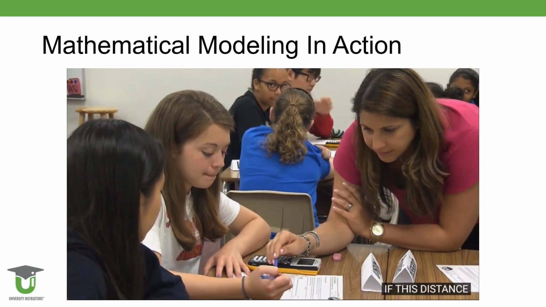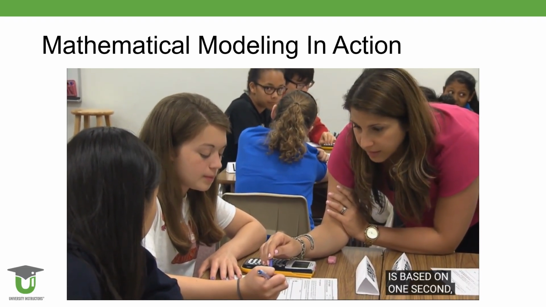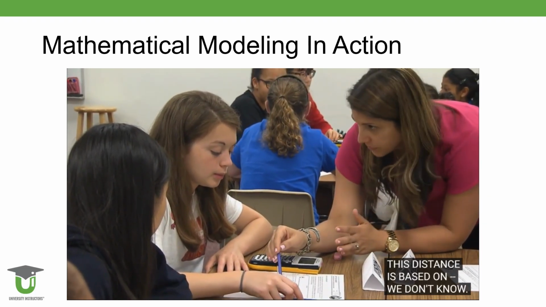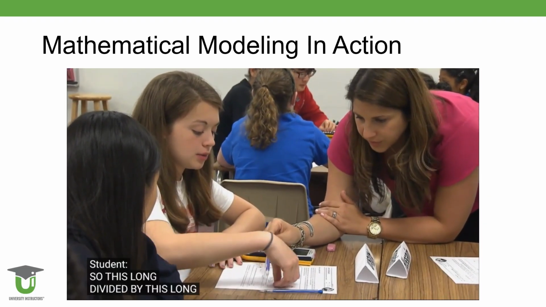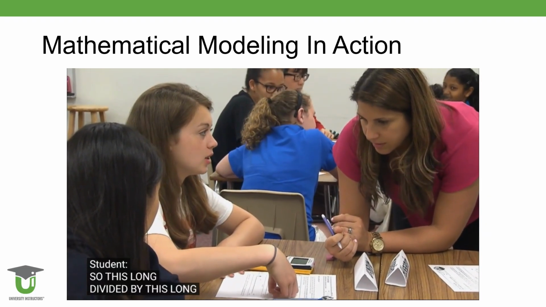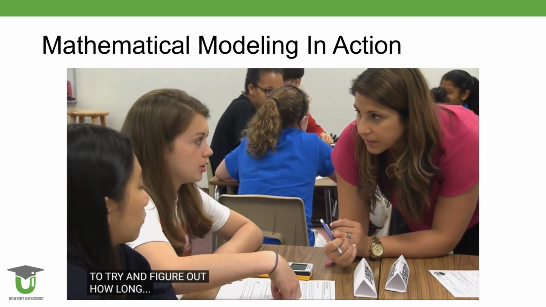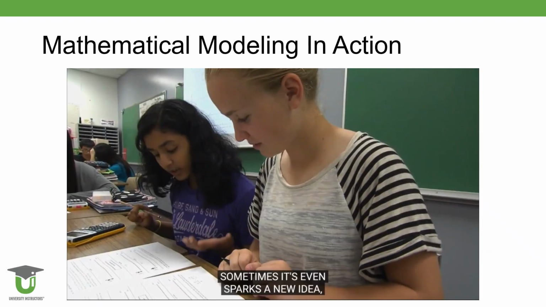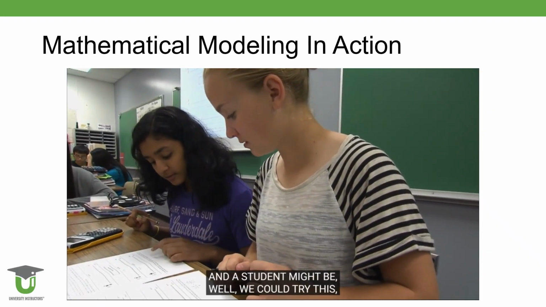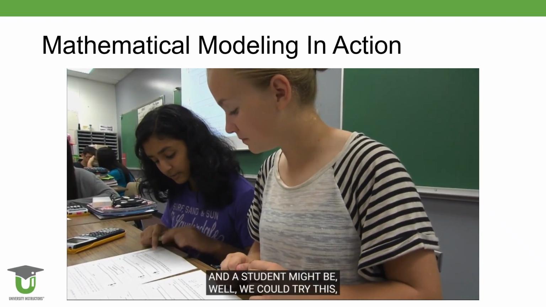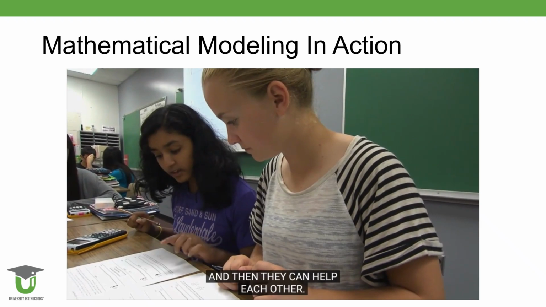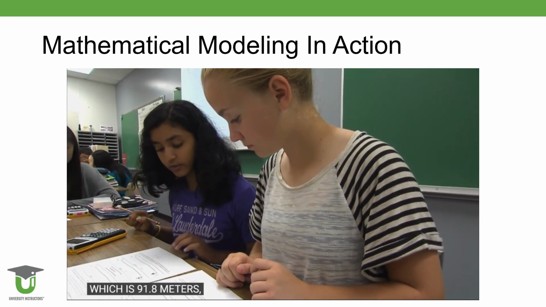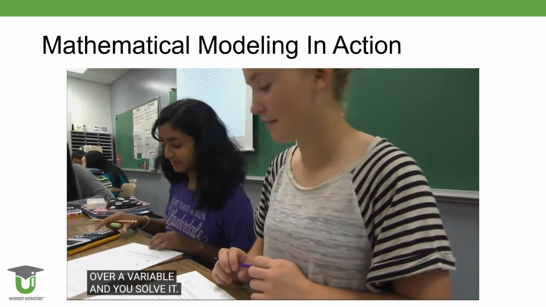This distance is based on 1 second. This distance is based on, we don't know. So we know this long divided by this long to try and figure out. Right. Sometimes it even sparks a new idea, and a student might say, well, we could try this, and then they can help each other. And then his new distance he's running, which is 91.8 meters over a variable, and you solve it.